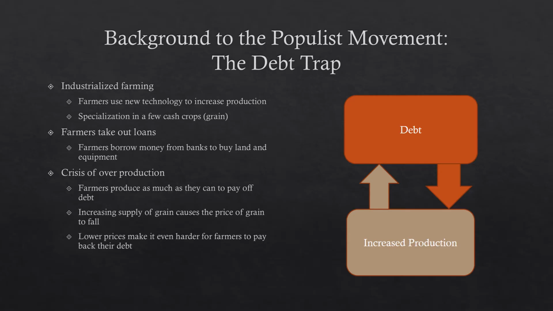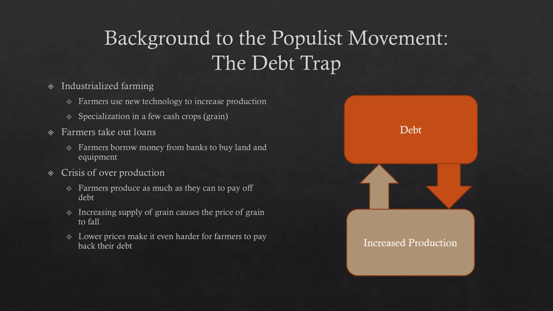The first reason that the farmers found themselves in debt was the switch to industrialized farming. And that's where farmers start using new industrial technology to increase the amount of food that they grow. The most notable change is that farmers started using big tractors and harvesters. So in order to compete, farmers had to buy these big machines in order to produce more food. Also, in this industrialized system, farmers started to specialize in a few major cash crops, especially grain, that is like wheat and corn.